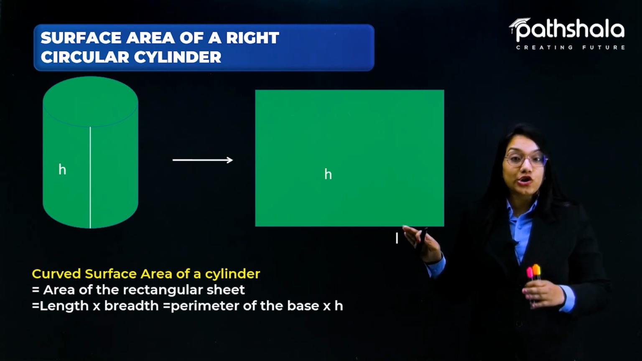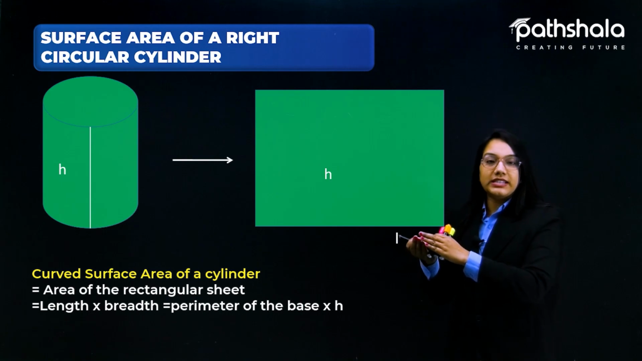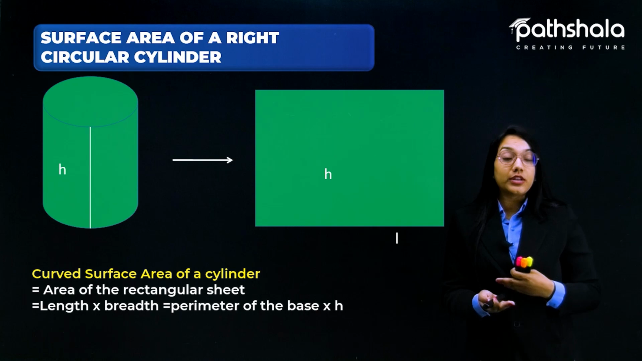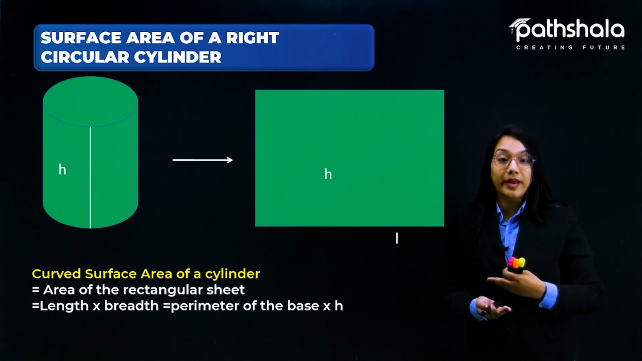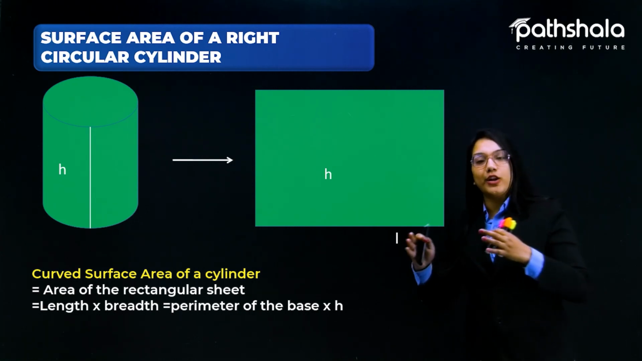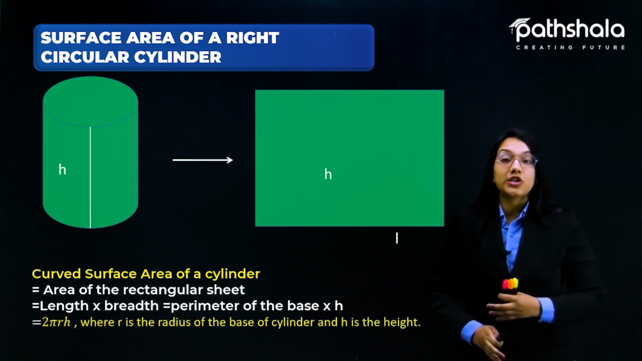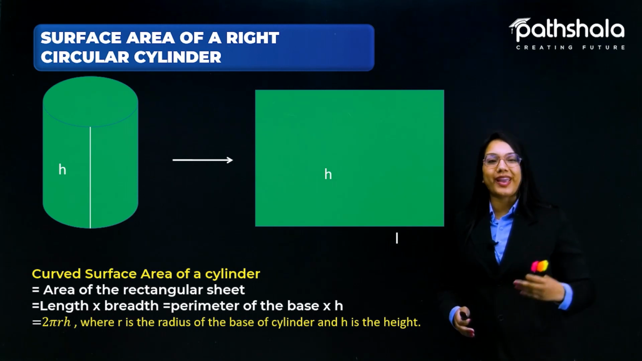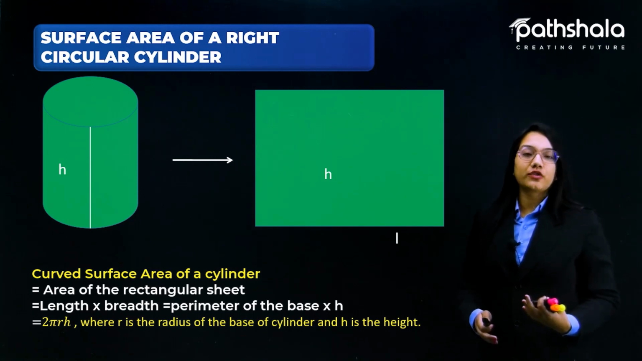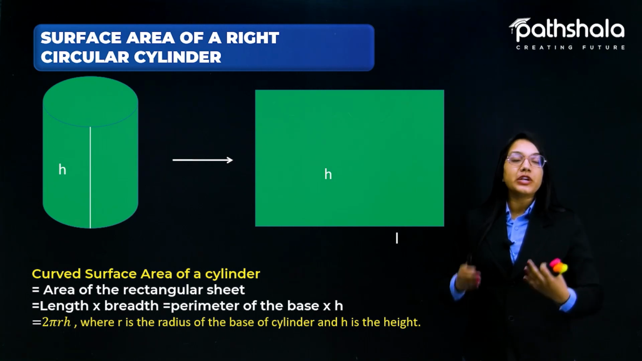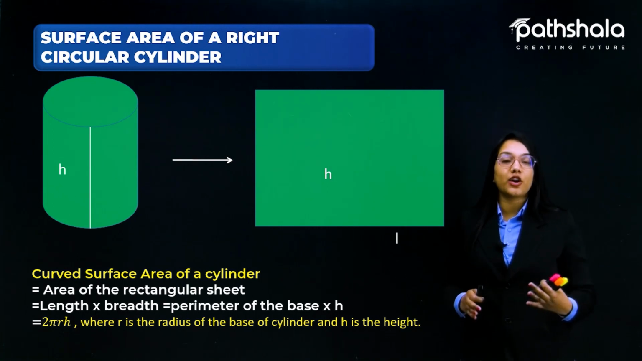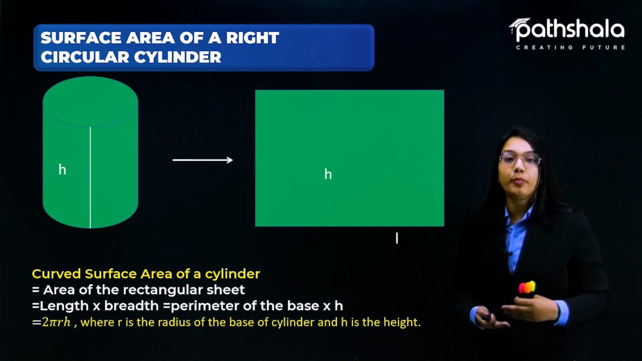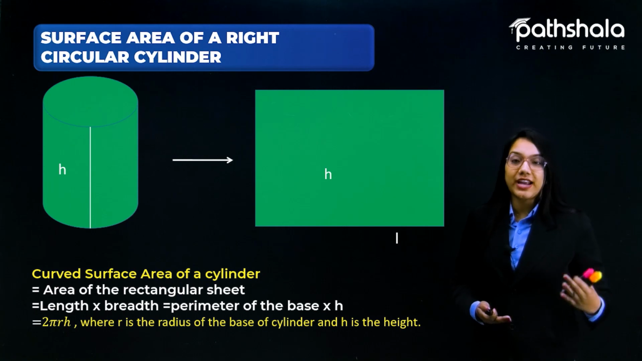Here the length is actually the perimeter of the base, because this section is the perimeter of the circular base, and we know that the perimeter of the circle is 2 pi r. So if I substitute the perimeter of the base as 2 pi r, we get the curved surface area of a cylinder as 2 pi r h, where r is the radius of the base and h is the height of the cylinder. So always remember, the curved surface area of the cylinder is 2 pi r h, where r is the radius and h is the height.